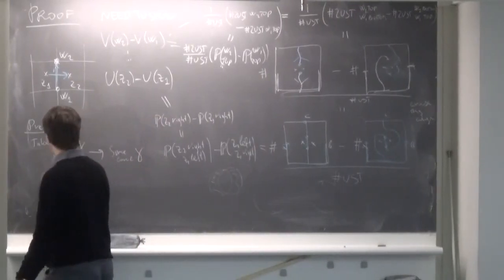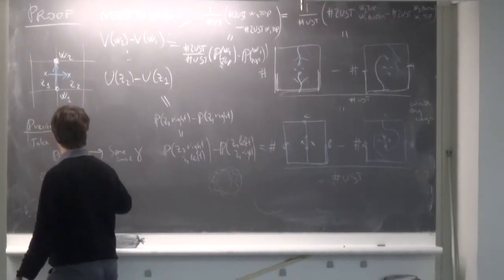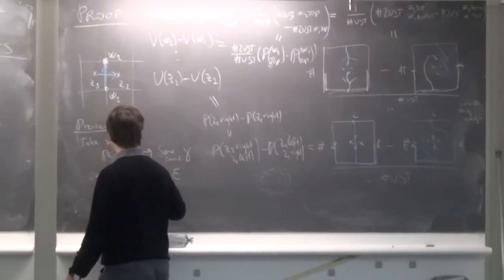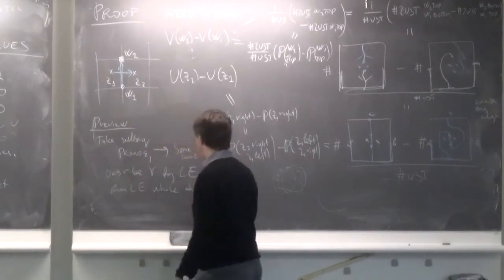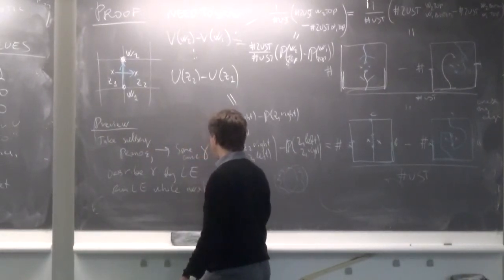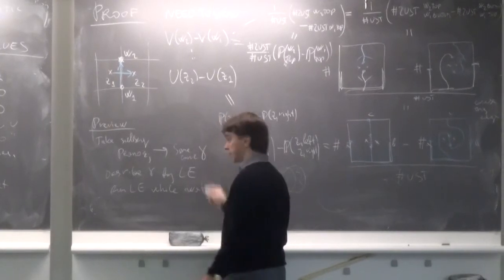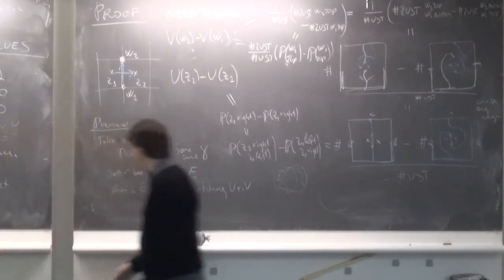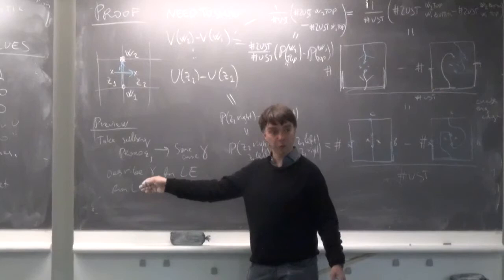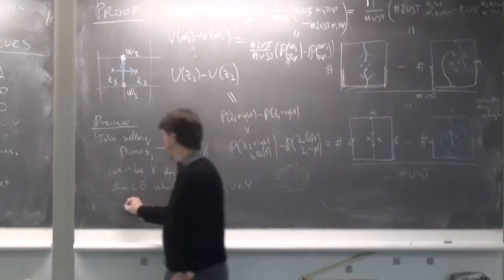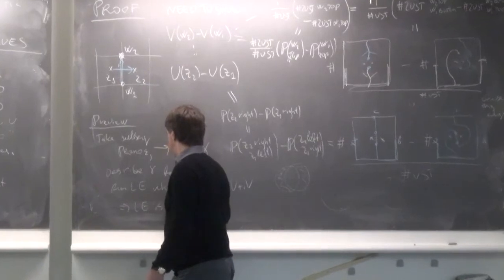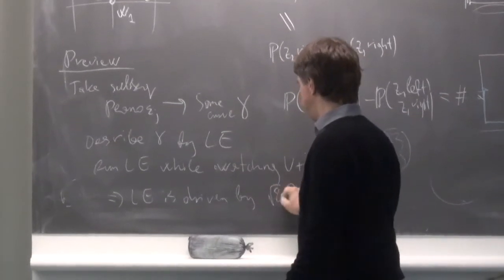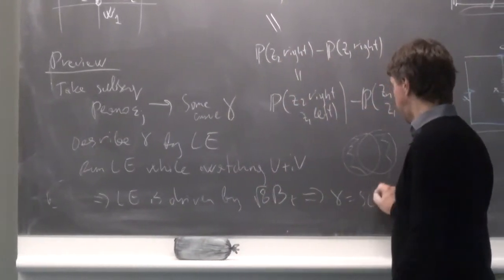we describe gamma by Loewner evolution, and then we run Loewner evolution while watching what goes on with u plus iv, while watching this map to the half plane. And it allows us actually to determine that the Loewner evolution is driven by Brownian motion with speed 8. And then we get that gamma is SLE 8.